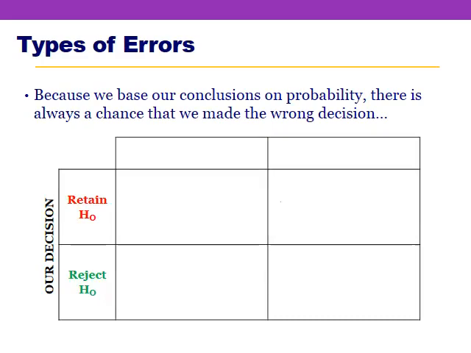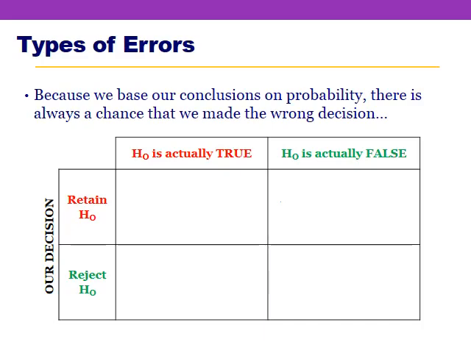We can choose, based on the data that we have and based on the p-value, to either retain or reject the null hypothesis. Now, in actuality, the null hypothesis is either true, meaning there actually isn't a difference or relationship, or the null hypothesis is actually false, meaning there actually is a difference or relationship. The problem is, we don't know for sure whether the null hypothesis is actually true or actually false.